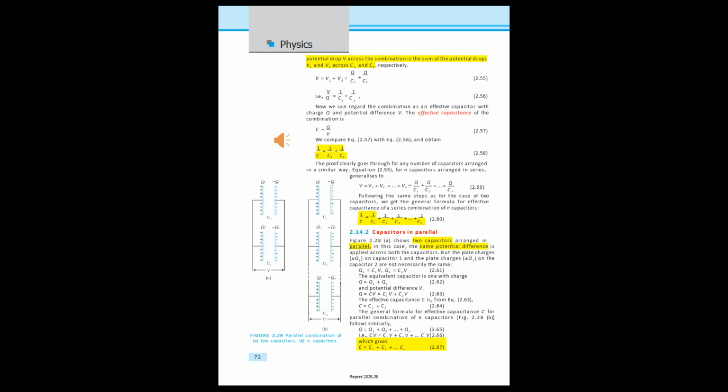The effective capacitance C is obtained from the equation 2.63. So C is given by C1 plus C2. That is the sum of the capacitors C1 and C2.